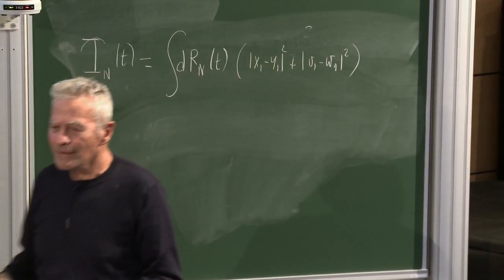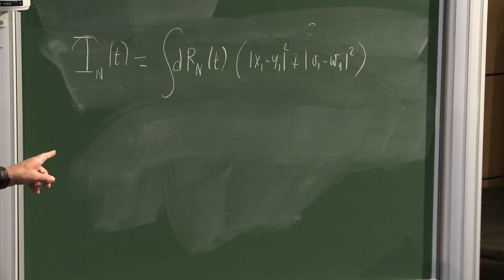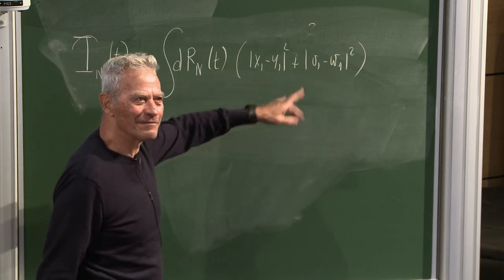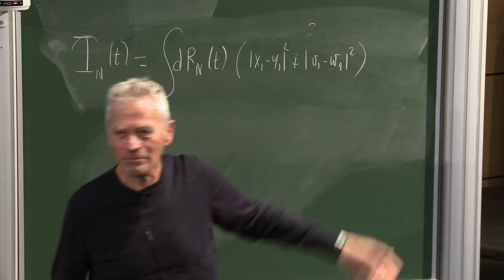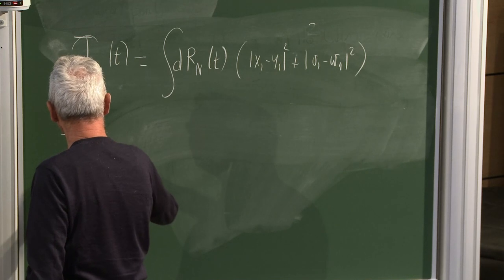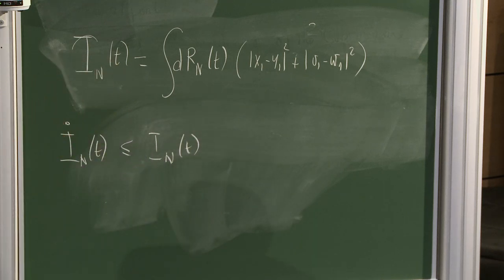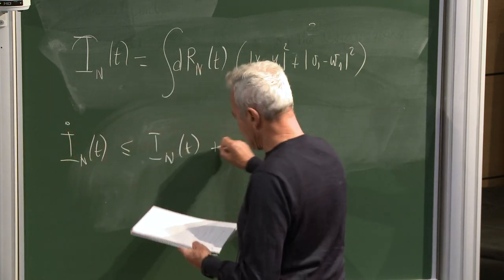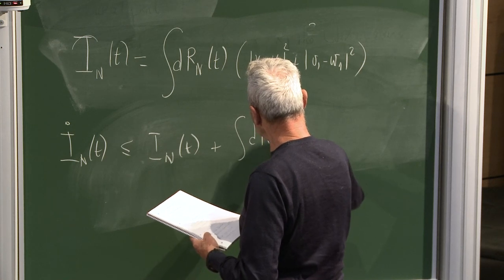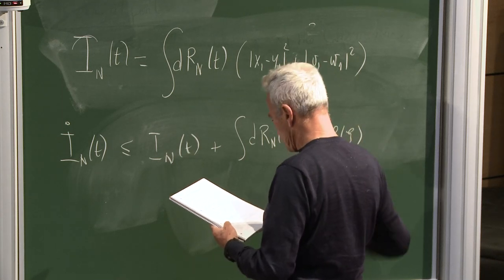Actually, according to the Lore talk, I should symmetrize this quantity because when I take the derivative, I find other differences. But everything is symmetric in my context, so no problem. And then if I take the derivative of E_n of t, this is less than E_n of t, and that is good, plus the integral of dR_n, that is the integral of this sum over xi of this form, function phi of xi.